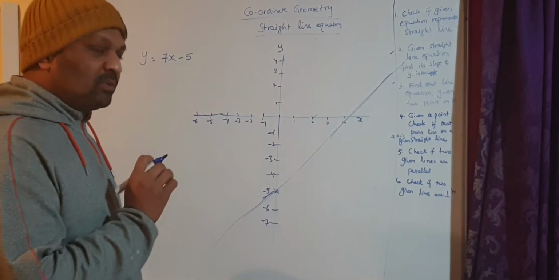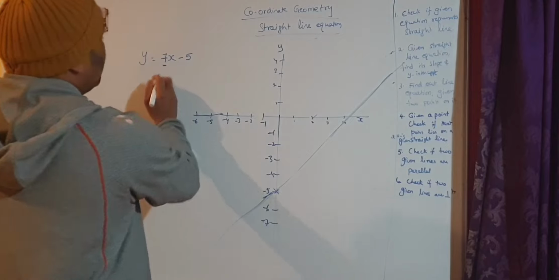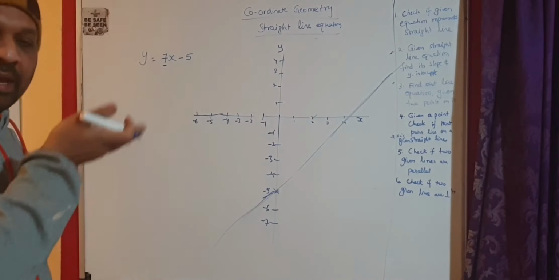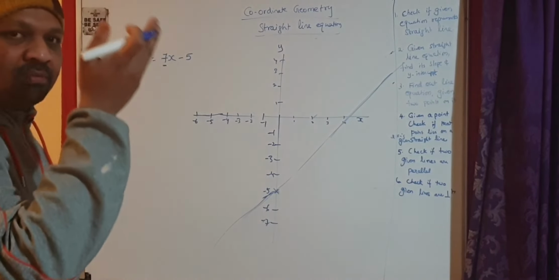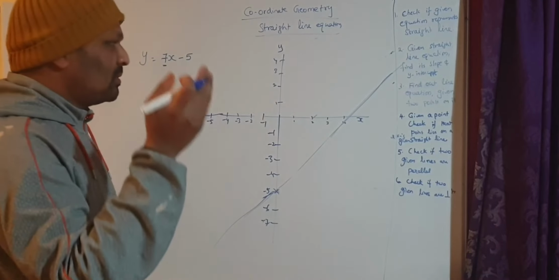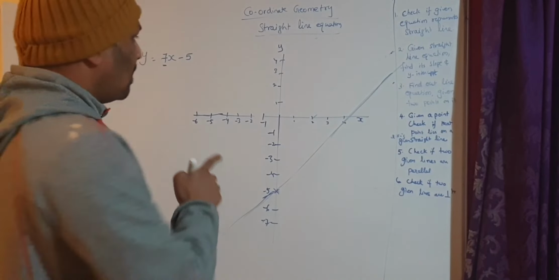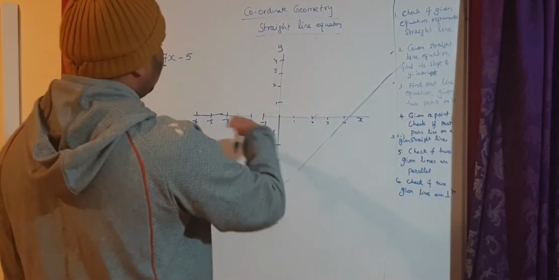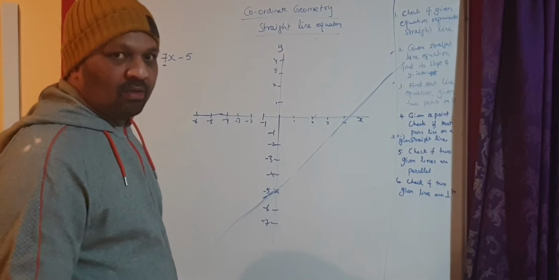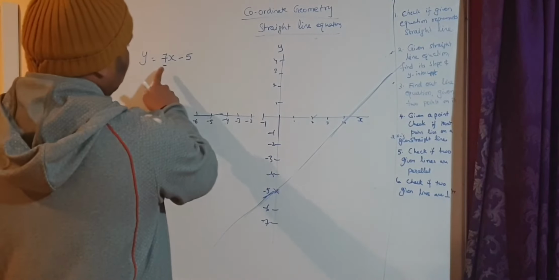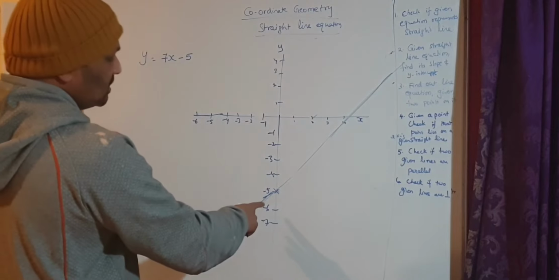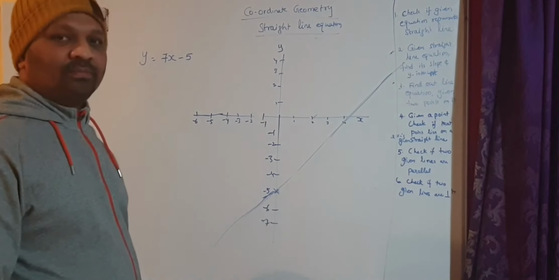To make a rough sketch, you have to understand how this slope influences the kind of shape, the way it is traveling and the way it is going to move. Positive slope represents the rising line and negative slope represents the falling line. This is rising because we have a positive slope and it also meets at minus 5.